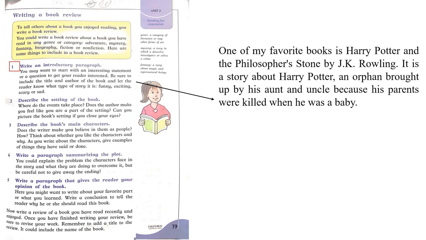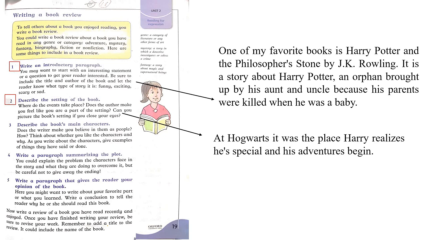The second question is, describe the setting of the book. According to that story, the setting of the book is Hogwarts. It was the place where Harry realizes he is special and his adventures begin. The third question is, describe the book's main character. The fourth question is, write a paragraph summarizing the plot. And the fifth question is, write a paragraph that gives the reader your opinion of the book.